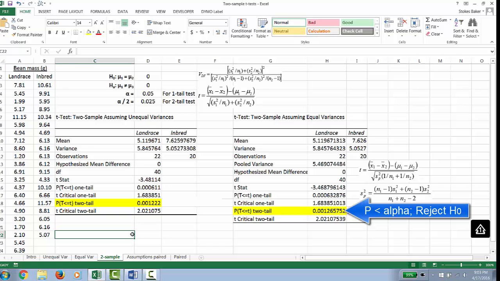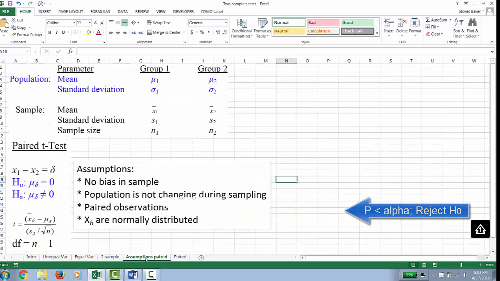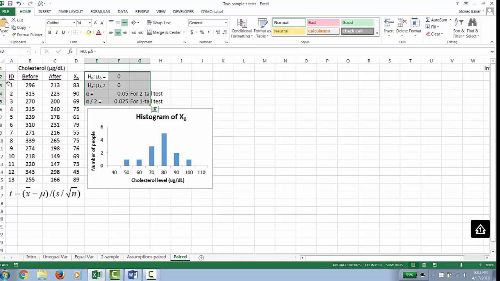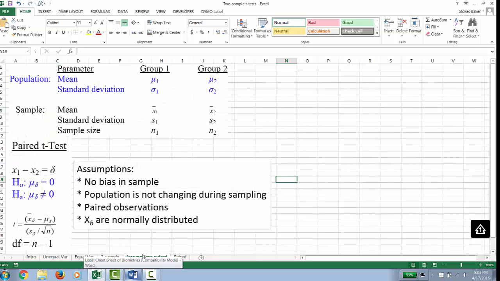Now, the third way we can do a two-sample t-test is to do what's known as a paired observation or paired t-test. And in a paired t-test, we're doing observations in pairs. For example, in this study, I looked at the blood cholesterol of 13 different individuals, measured their blood cholesterol before they went on some sort of medication, and then a month later after they were on medication. So each person has two measurements, before and after. So this would be an example of a paired observation experiment.